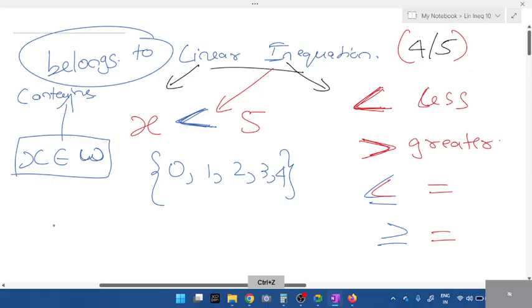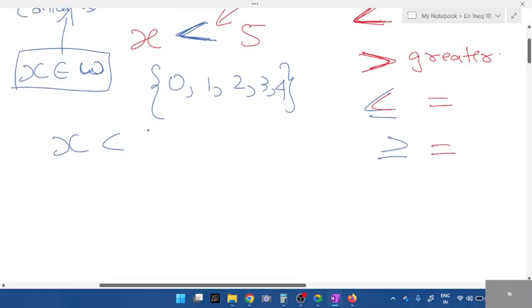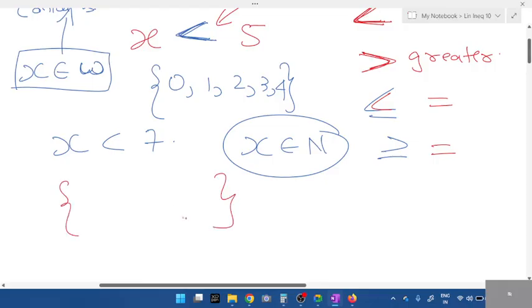Now, if I write x is less than 7, x belongs to natural number. What do you mean by natural number? Natural number starts from 1. So what are the numbers which x contains? 1, 2, up to which one? Less than 7. What do you mean by less than 7? Up to 6, right? Up to 6, students. This is the meaning of less than value.